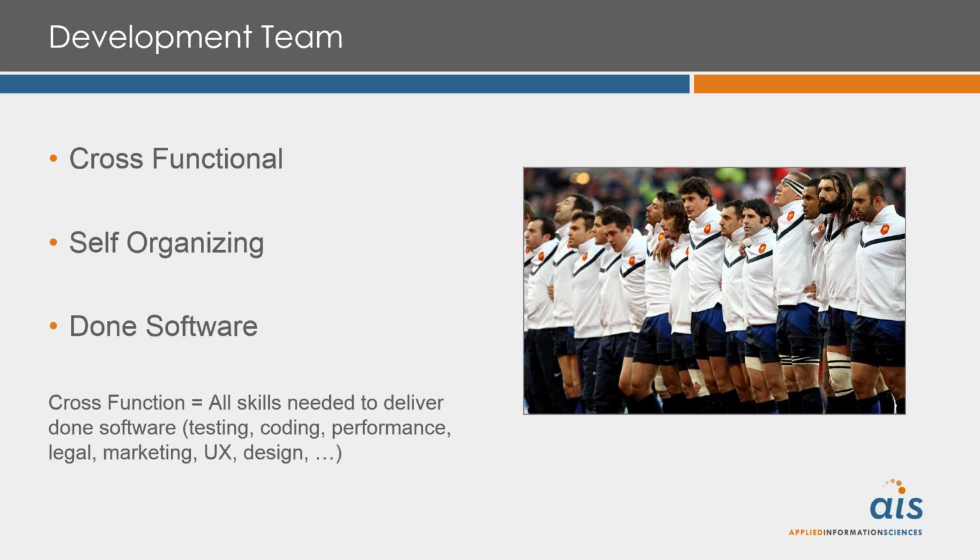So they may have testers, obviously coders. They may have performance representation. They might have legal skills on that team, or need legal skills on that team. They may need marketing, UX, design. They may need business domain knowledge on that team. Those skills might be necessary. So when we say development team in Scrum, we don't mean programmers only. Anything that's necessary to produce done software, and that's their job, is to produce done, finished, valuable software.